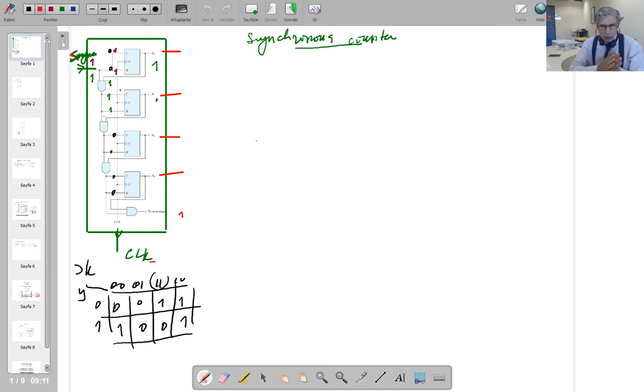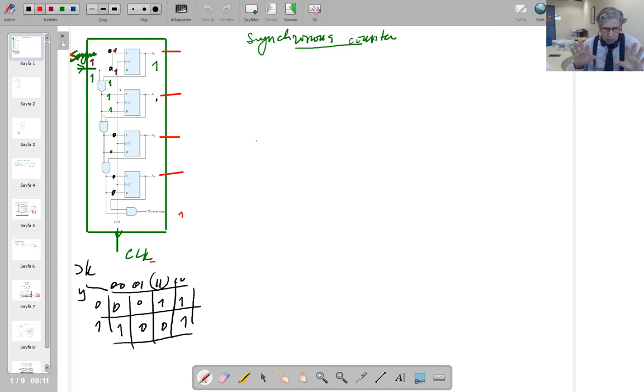We have been examining sequential MSI elements. Among those, we've got registers and counters. We have seen registers. We have seen asynchronous counters. Now we will be seeing synchronous counters.